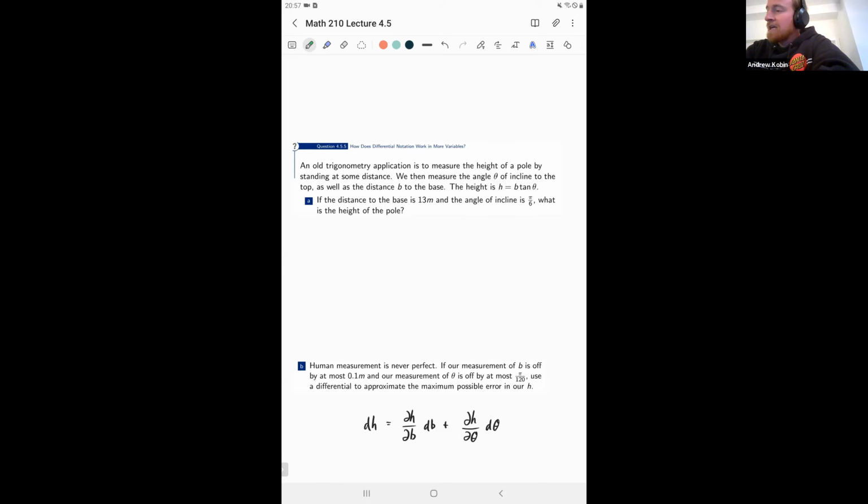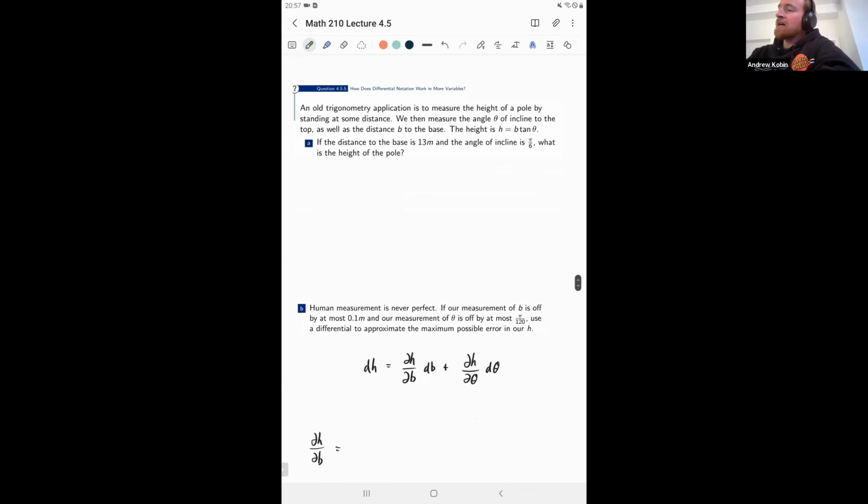So first of all, let's try to anchor ourselves and just compute the height of the pole at a fixed base and a fixed angle. If the distance to the bottom of the pole is 13 meters and the angle of the incline is pi over 6, the height of the pole is simply computed by plugging in these values. B times tan theta here is 13 times tan of pi over 6.